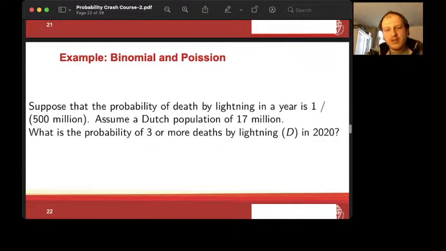So now I can move on to something a bit more complicated, the binomial and the Poisson distribution. This is an example from the lecture slides that we used. Say the probability of death by lightning is 1 in 500 million, and we have 17 million people. What's the probability that you get 3 or more deaths by lightning in 1 year? Maybe it should be 2021 now, because we already know how many occur in 2020.